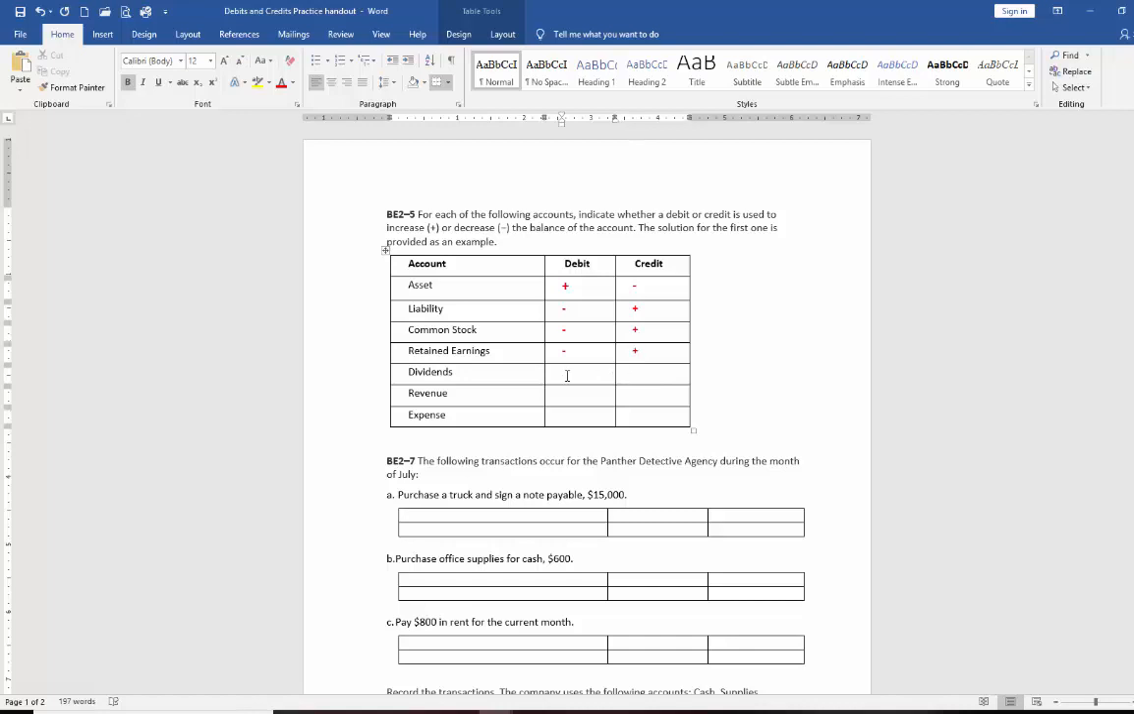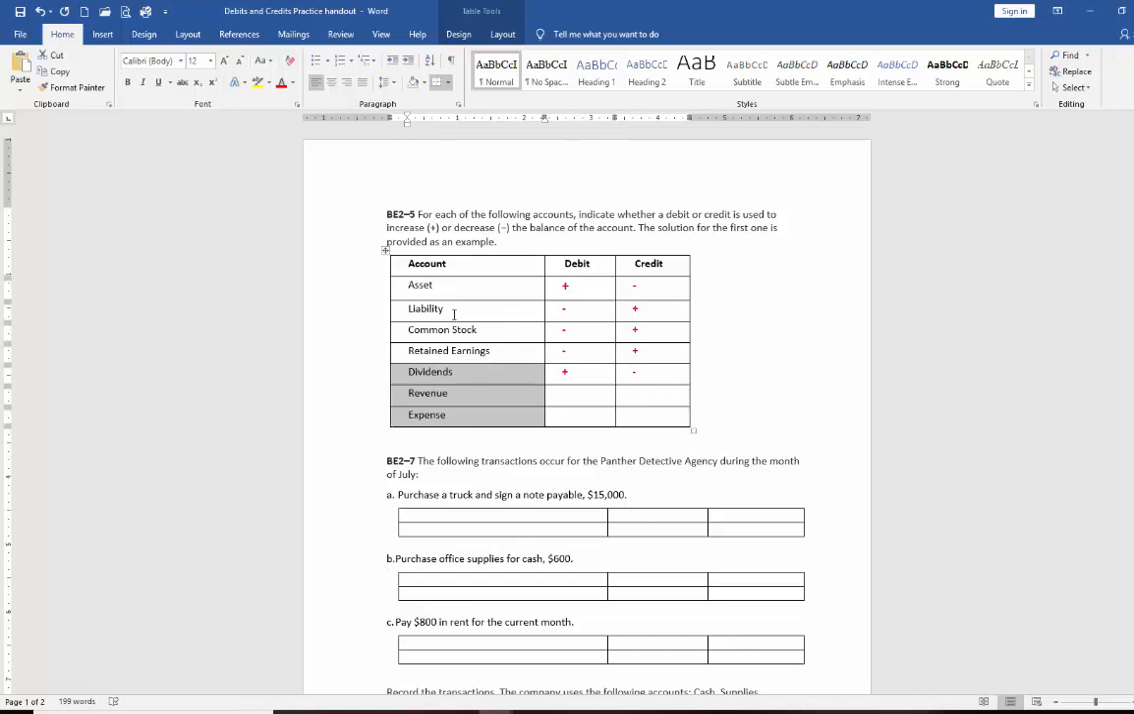Now, dividends is a little tricky. Remember, with DEALER, dividends is the first one over on the left. That's a debit. The reason dividends have a debit is because they decrease our retained earnings. So when you debit dividends, you're increasing it, and when you credit them, you're decreasing them. We don't usually credit dividends unless you're closing them. So these accounts generally only go in one direction. That will help you.